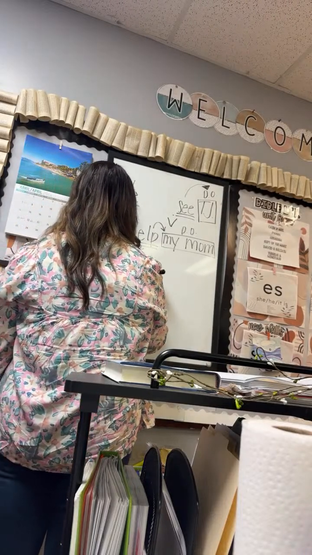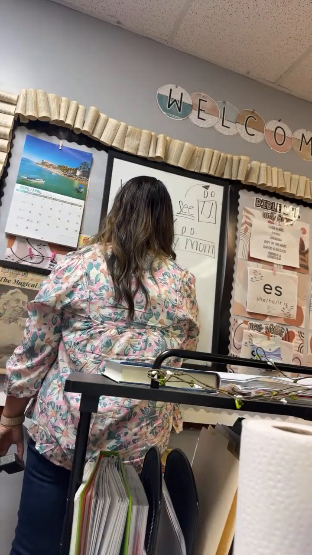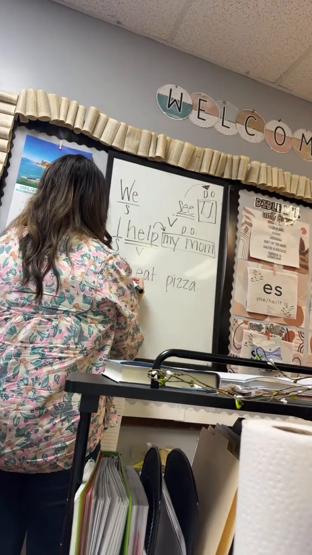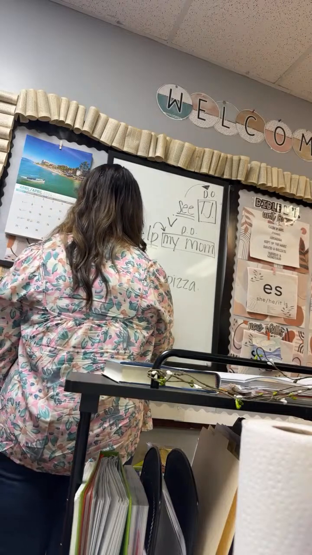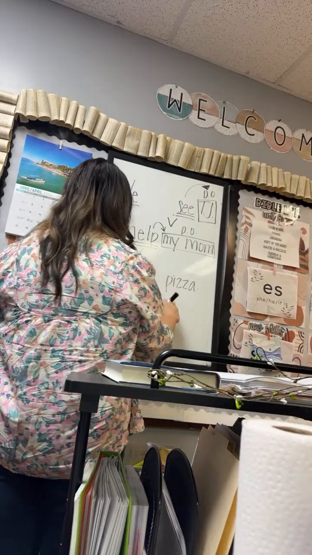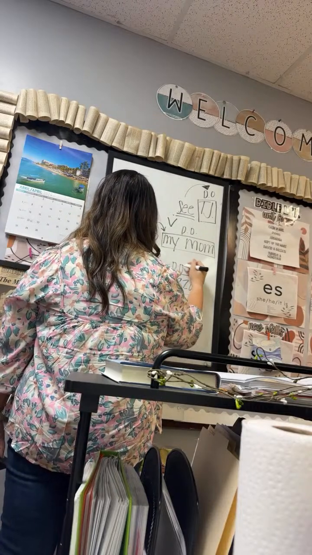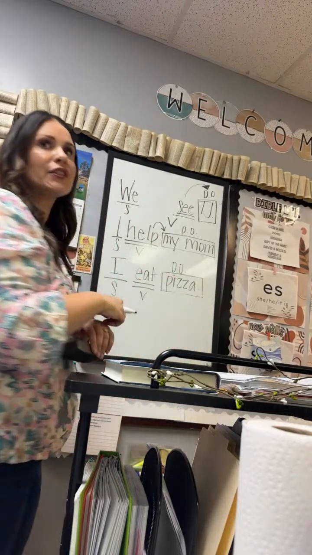Let's do one more. I eat pizza. What is the subject of the sentence? I. Great. What am I doing? I'm eating. And what am I eating? The pizza. And so that is the direct object. Direct object, direct object, direct object.